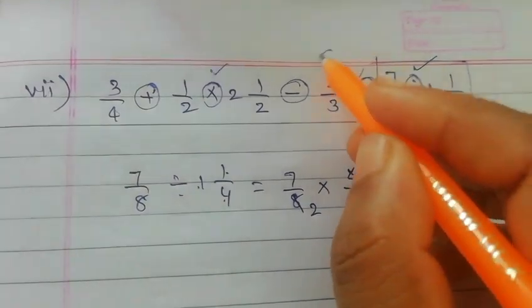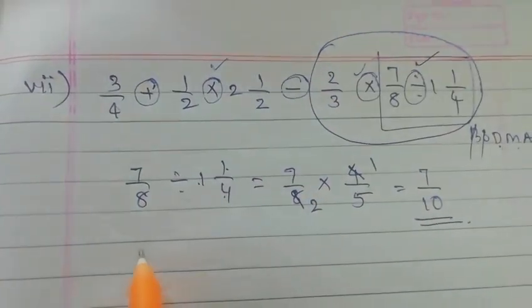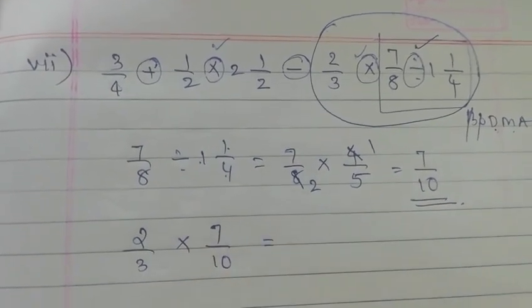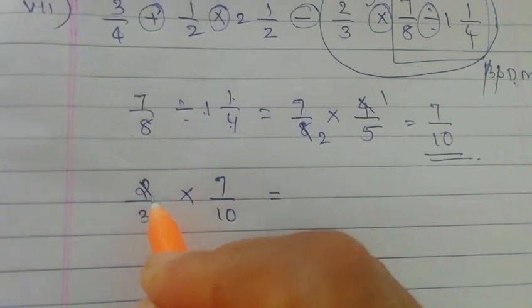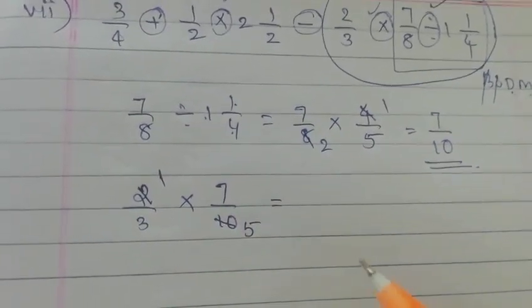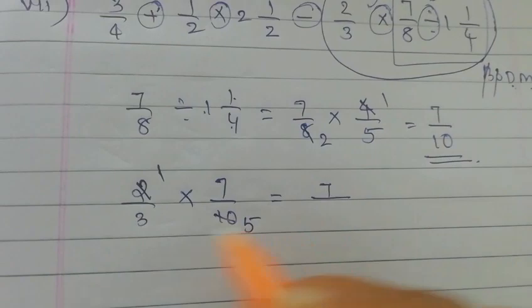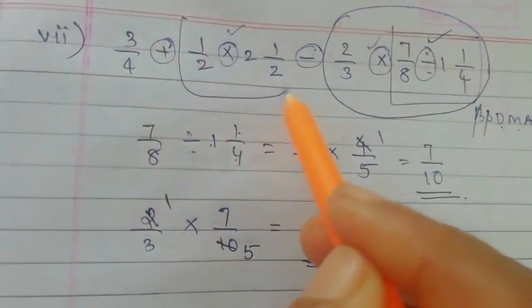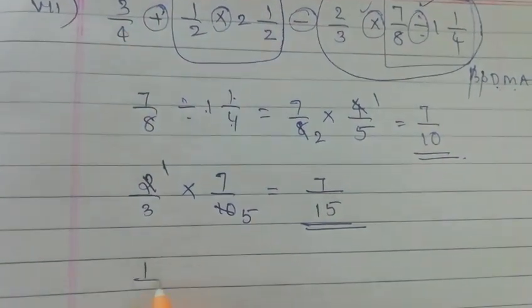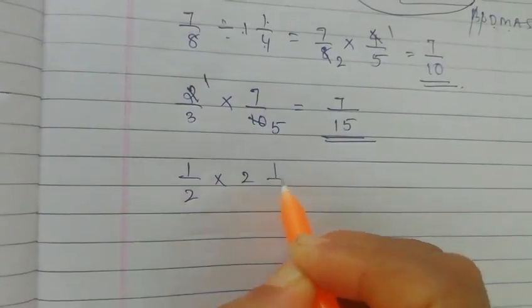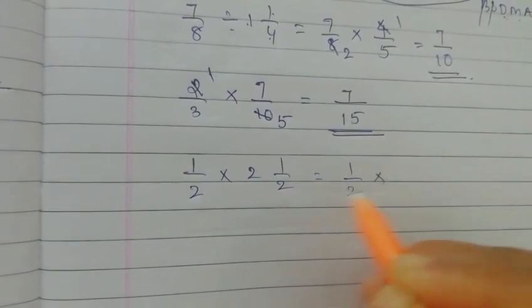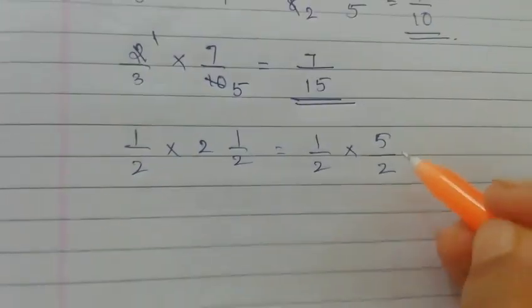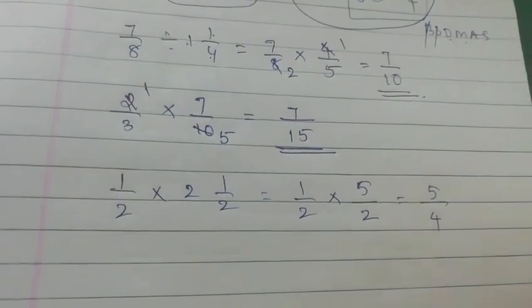Then do this multiplication next. That is 2 by 3 into this answer 7 by 10. 2 by 3 into 7 by 10. 2 ones are 2, 2 fives are 10. Then 1 into 7, 7, 3 fives are 15. This answer is 7 by 15. One more multiplication is there that you have to do. 1 by 2 into 2 1 by 2. 2 1 by 2 is 2 into 2 is 4, 4 plus 1, 5 by 2.